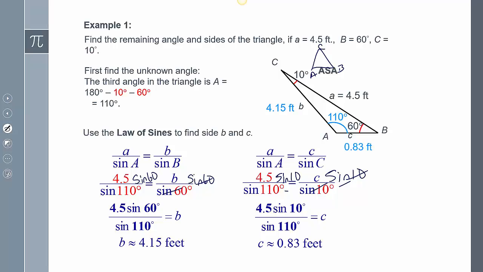And so that's going to be my missing value there. So I answered the question. It said find the remaining angles and sides of the triangle. I did that, and so I am done.